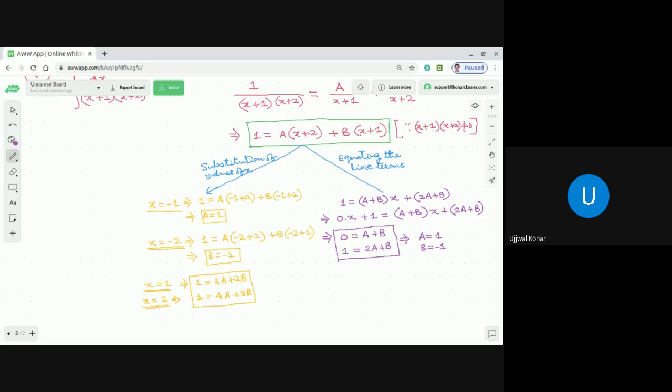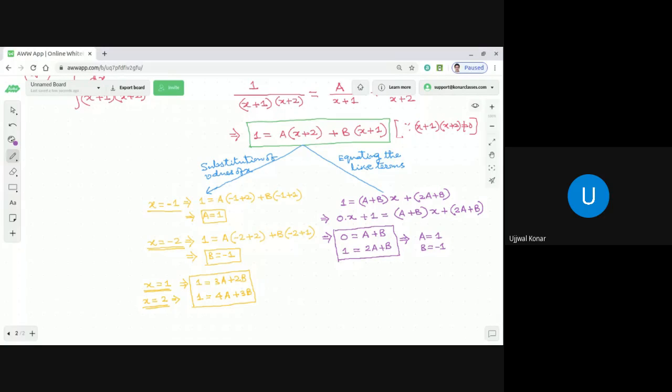Now you can ask, sir, what approach should I take? It depends on a case-to-case basis. Sometimes when you get a quadratic on the left-hand side and right-hand side, I will suggest you use the method of equating the like terms. Or you can take the substitution of values of x. Both approaches you can take.